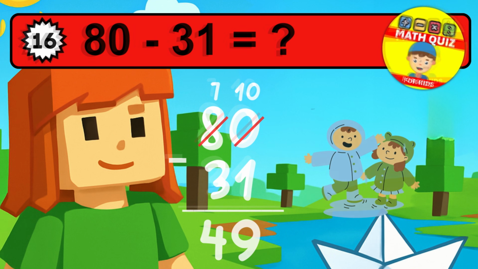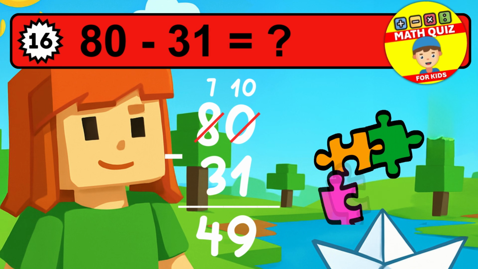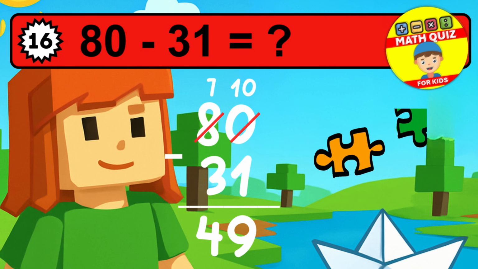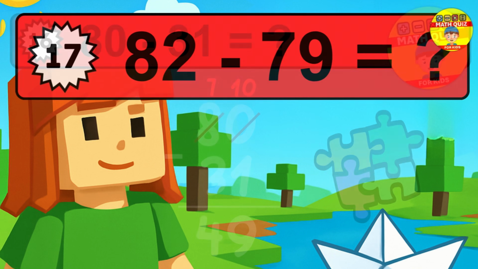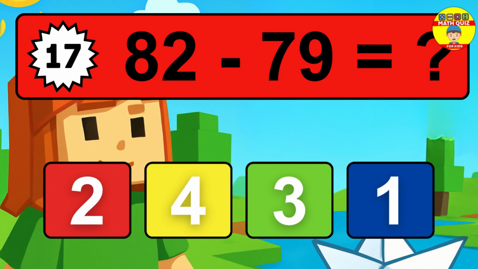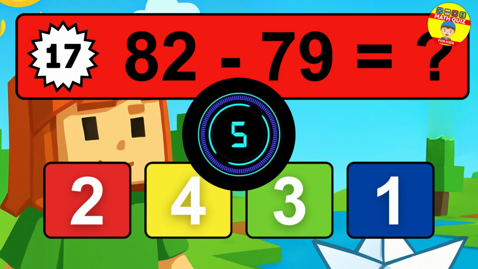Then we go to the tens. 7 minus 3 is 4. The final answer is 49. What is 82 minus 79? Time to think.